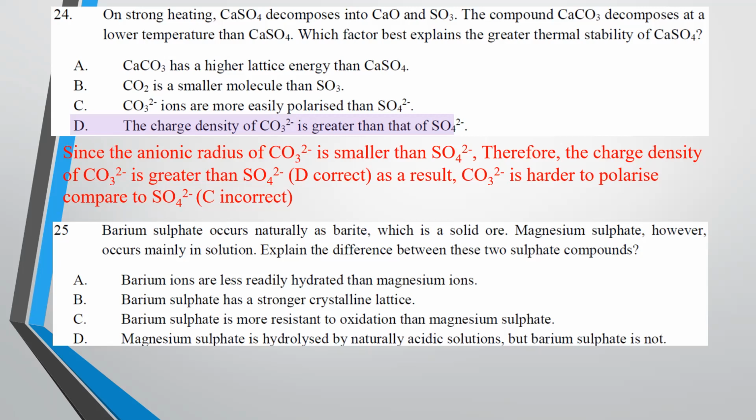Question 25. Barium sulfate occurs naturally as a solid ore. Magnesium sulfate, however, occurs in many solutions. Explain the difference between the two sulfate compounds.